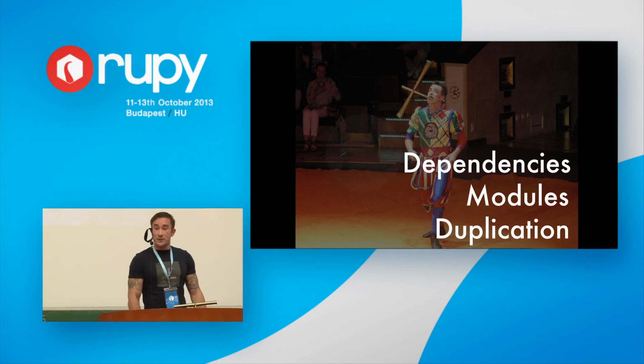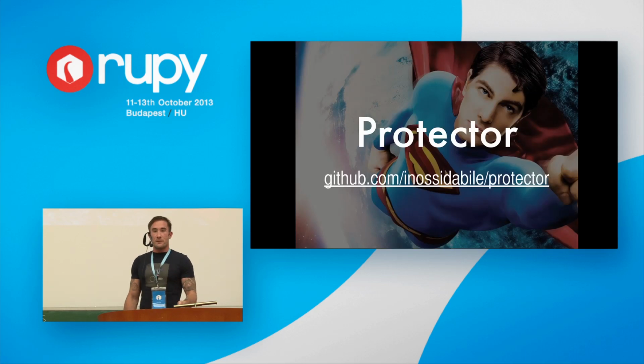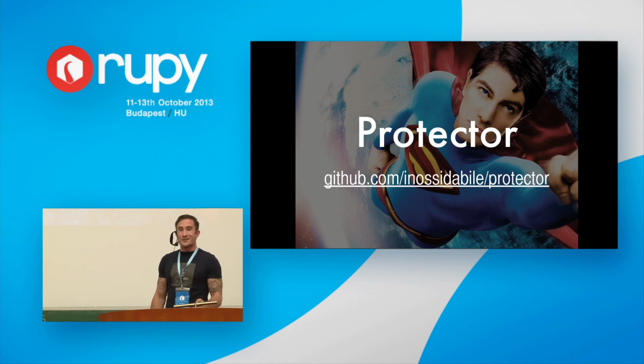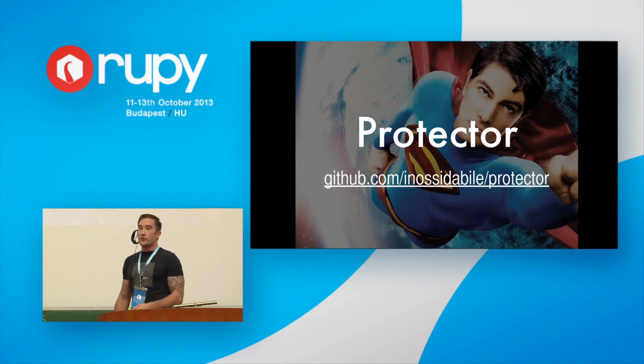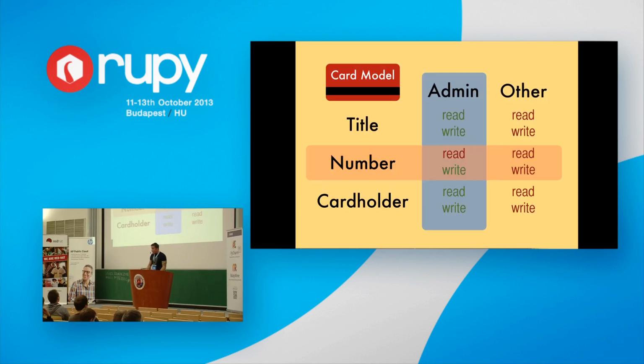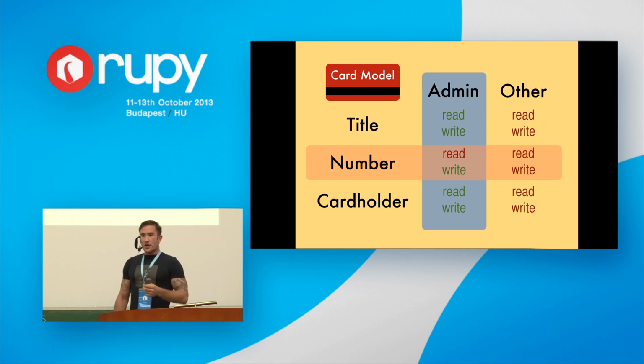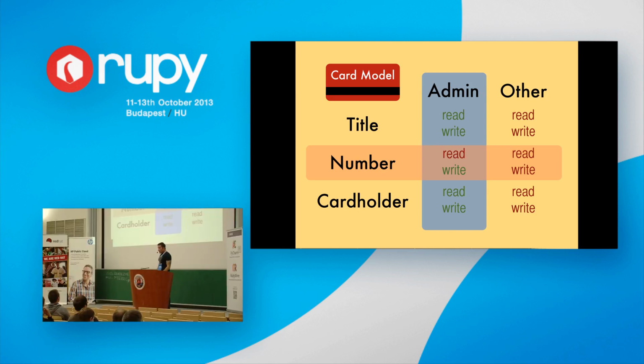And this is Protector. This is a Ruby gem that allows you to do exactly that. It's a domain-specific language that allows you to describe contextual security on the level of your models. So what is contextual security then? How are we going to decide if the user can actually change or read one field of a model, like our card model? Here we have three fields: title, number, and card holder.